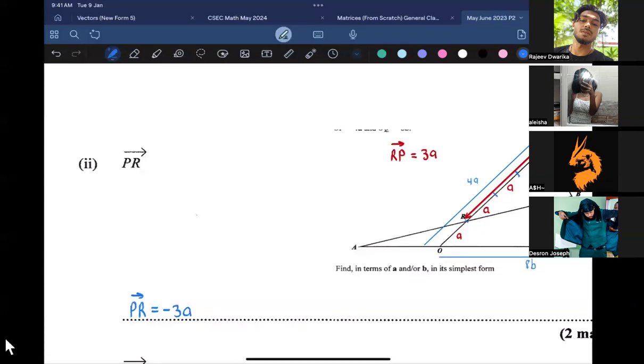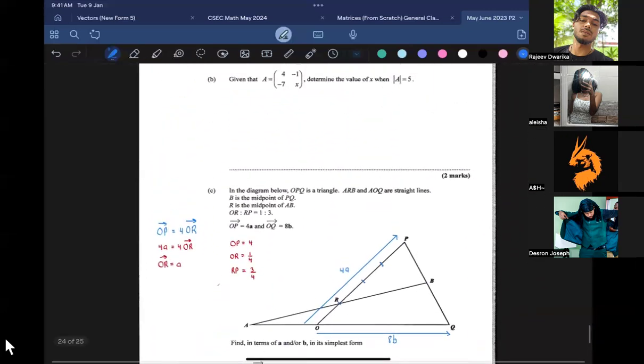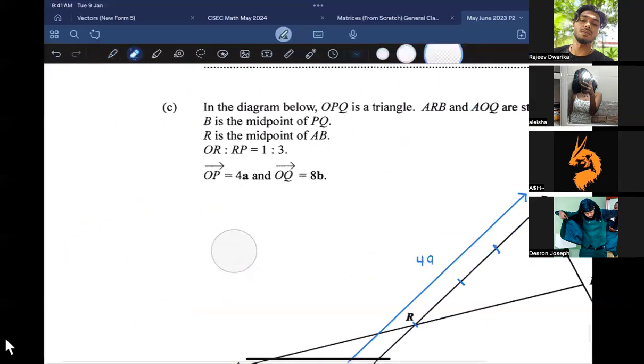So let me go through the different methods one more time, because these kinds of questions come in the exam and tie up some people. At the start of the question, they said that O to R to P is 1 to 3. What this means is that for the vector O to P, to figure out how many parts it's split into, you would add the 1 and the 3. So O to P is 4 parts.